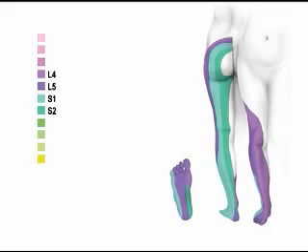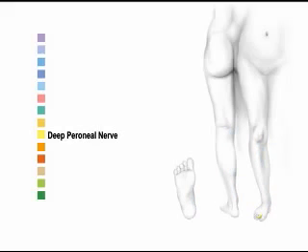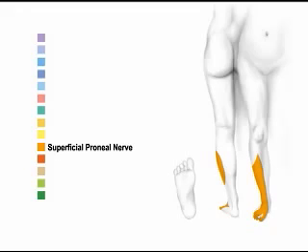It can also be seen that the dermatomal supply of the foot originates from a wide area in the lumbar and sacral spine, from L4 to S2 at least. The medial aspect of the foot receives its sensory supply from the saphenous nerve, which is a branch of the femoral nerve. The deep peroneal nerve supplies the area between the first and second toe, while most of the dorsal aspect of the foot gets its sensory nerve supply from the superficial peroneal nerve.